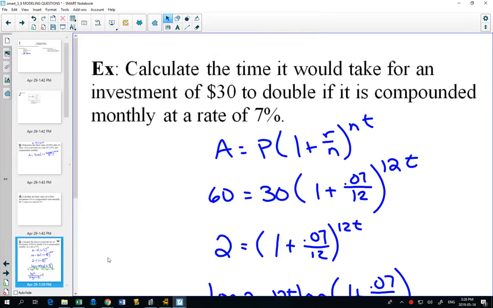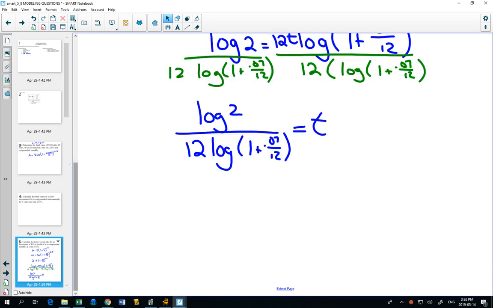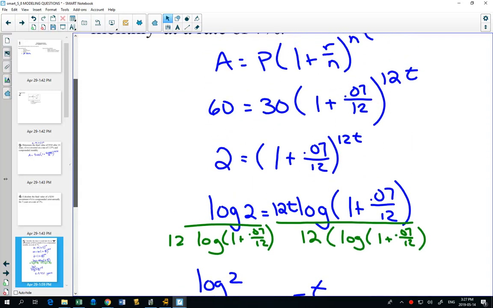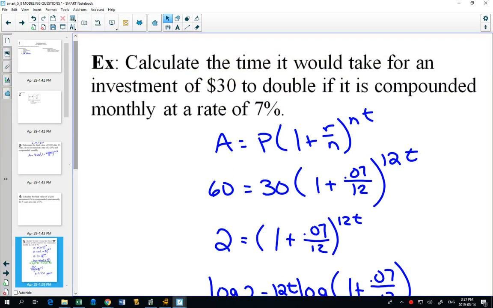Make sure 9.931. Did you know on your final exam that you always have to round 9.931, and it's in years, so we have to write the units. You have to round to 3 decimal places and write the units. 9.931 years. So in about 10 years, this investment will double.